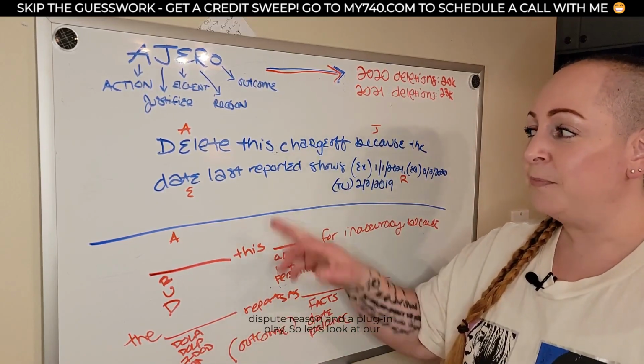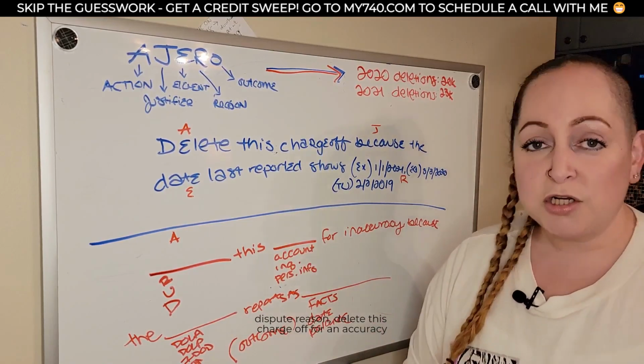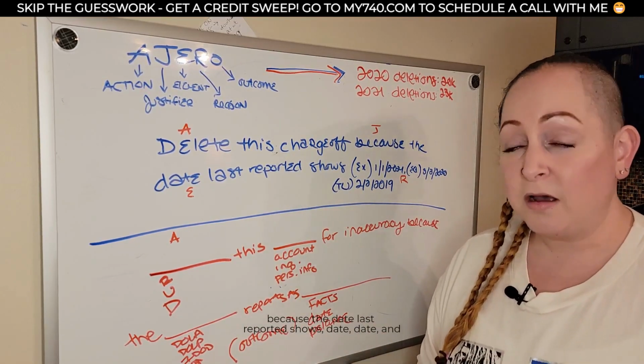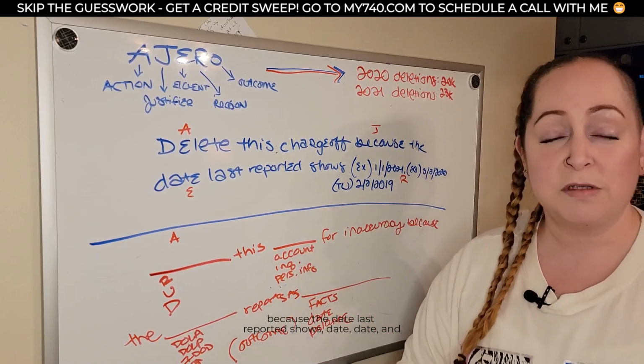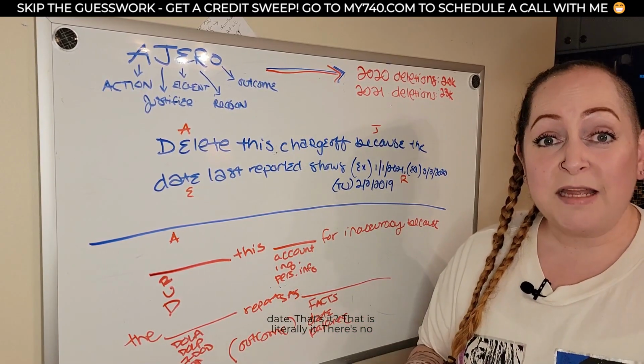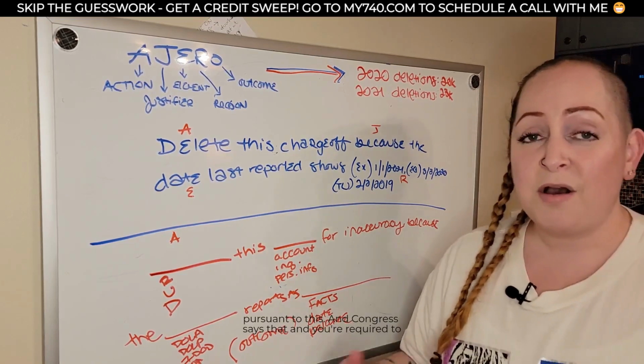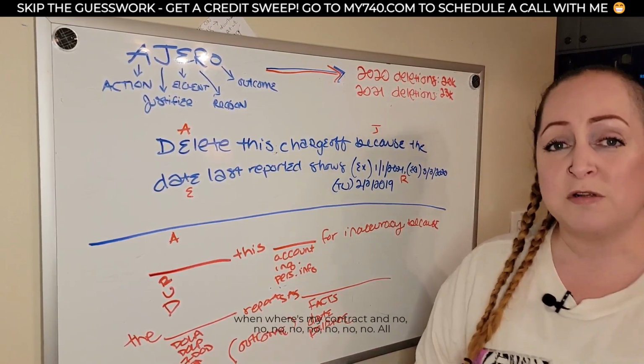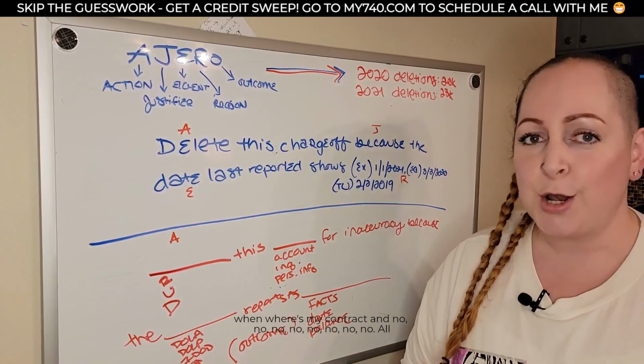So let's look at our dispute reason. Delete this charge off for inaccuracy because the date last reported shows date, date, and date. That's it. That is literally it. There's no pursuant to this and Congress says that and you're required to and where's my contract and no.